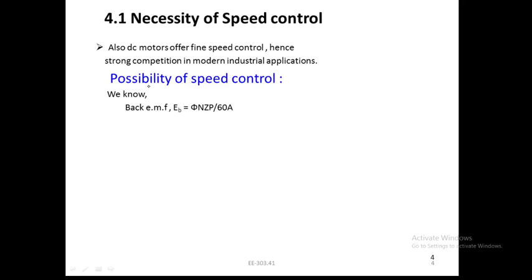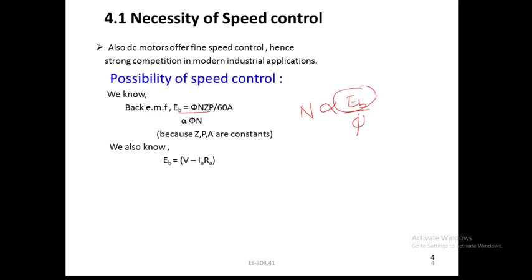So how are we controlling the speed? Here we can write the back EMF relation: N is directly proportional to Eb and inversely proportional to phi. So by controlling the back EMF and phi, that is the flux through the field, we can control the speed of the DC motor.